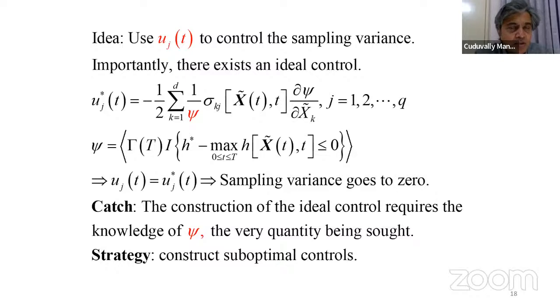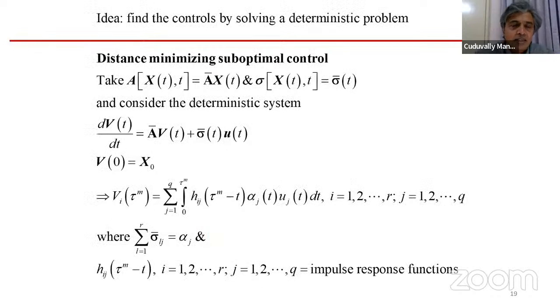So again, the question is, to find that magic control, you need to know the answer. So therefore, the issue is not about finding that ideal control, but can we find suboptimal control? This theory is developed in the existing literature, and one of the strategies that is proposed is to use a distance minimizing suboptimal control. That means this control is selected so that we consider this equation.